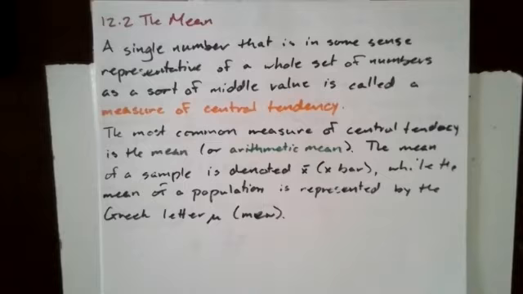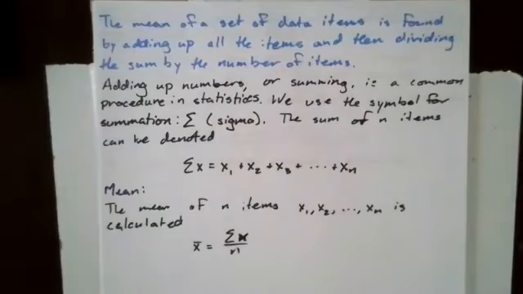The mean of a sample is denoted x bar, while the mean of a population is represented by the Greek letter mu. The mean of a set of data items is found by adding up all the items and then dividing the sum by the number of items.